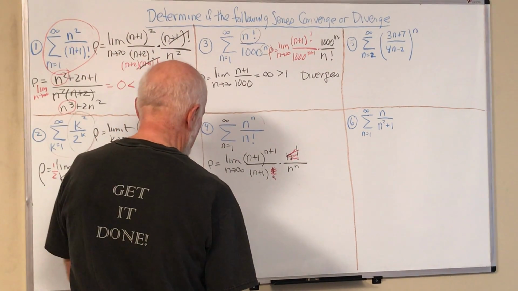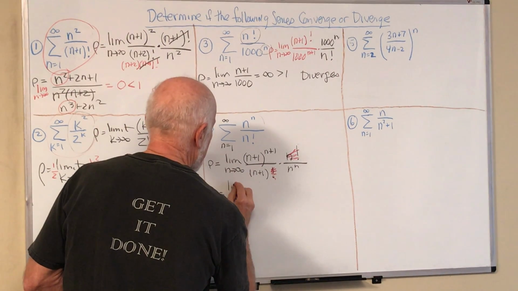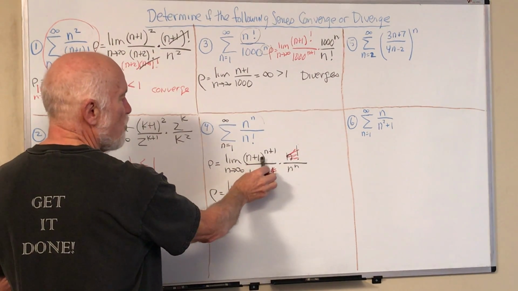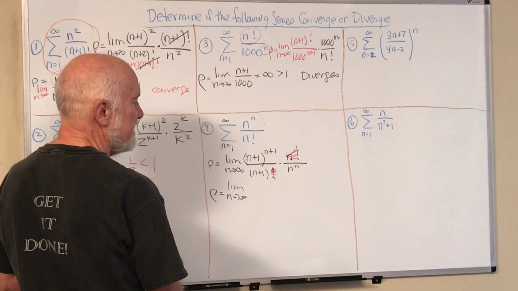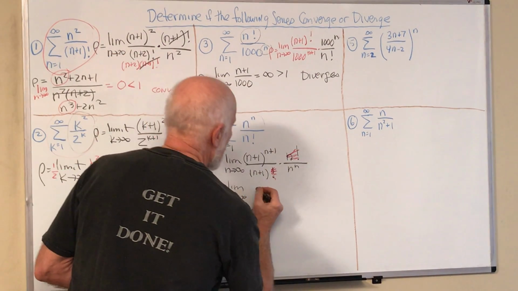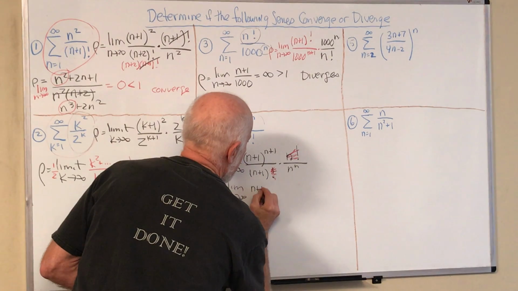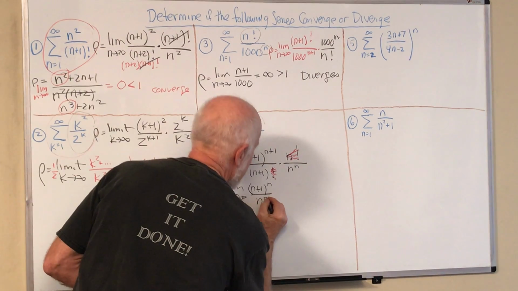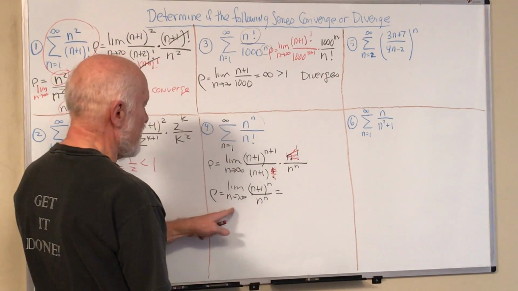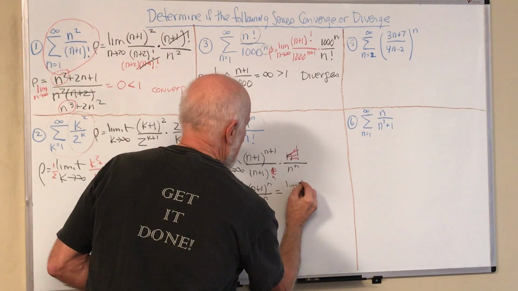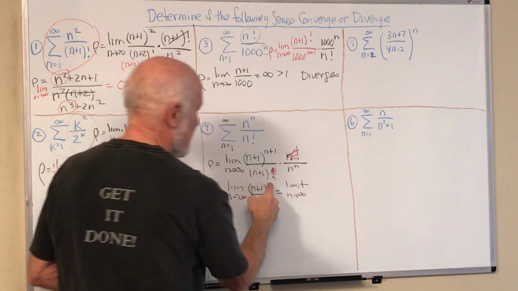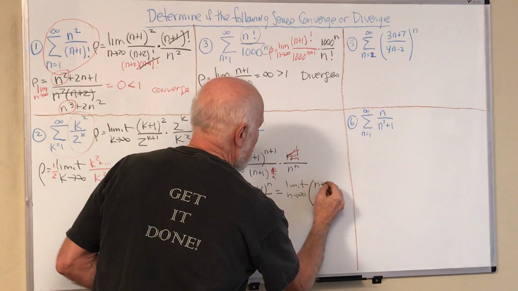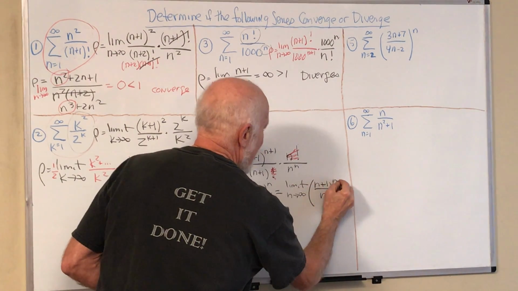So what we have is rho equals the limit as n approaches infinity. Now, (n plus 1)^(n+1) over n plus 1 is just (n plus 1)^n, and then you're over n^n. So altogether, you get the limit as n approaches infinity. Since they're both to the nth power, you can write (n plus 1 over n)^n.